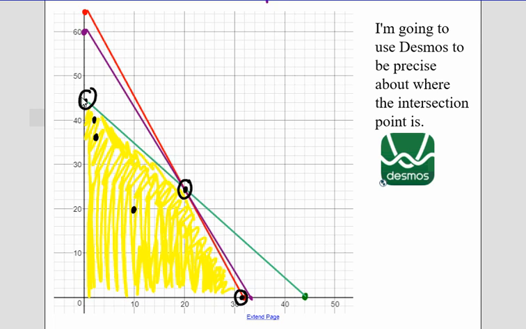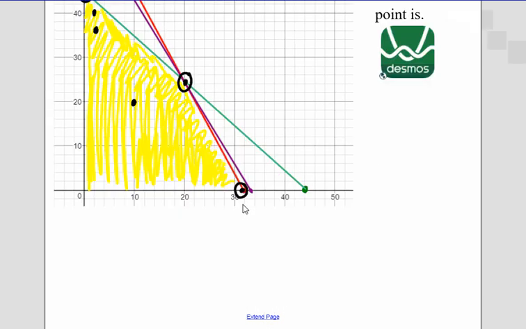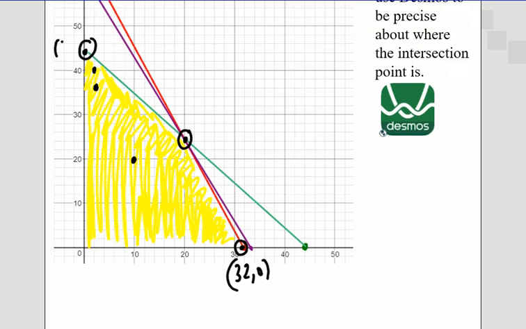So I need the coordinates for all of these. These ones are fairly simple to get. This bottom one right here, we already said was 32, 0. This one up here, we said was 0, 44. We did that when we graphed them. This one right here, I would use technology to get it. So if you type these equations in Desmos, or you could solve them by setting the equations equal to one another and then solving for x and solving for y like a system of equations as we have in the past. But I'm just going to use technology to help us out.